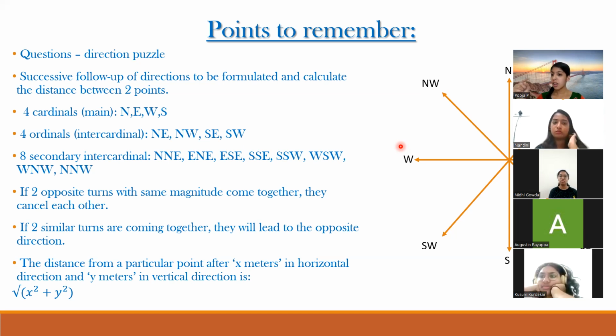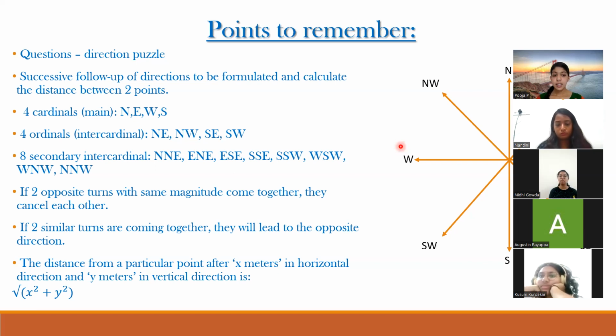You started in north, first left, second left, you started moving south, third left, and fourth left, you started coming back to north again. This much is clear? I hope no doubts. Fine.